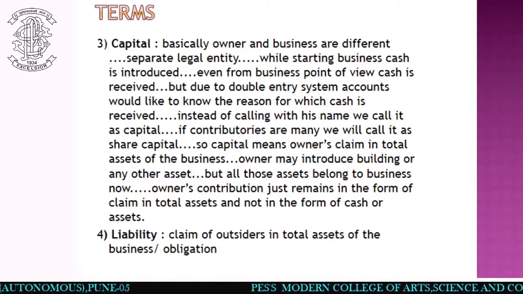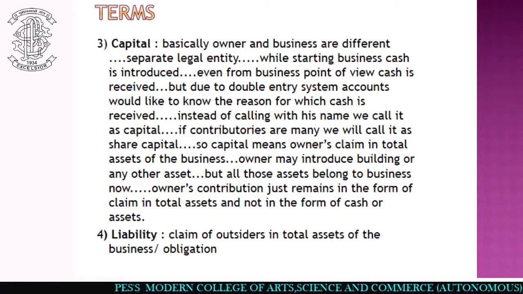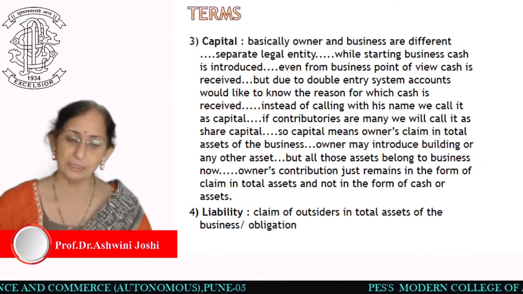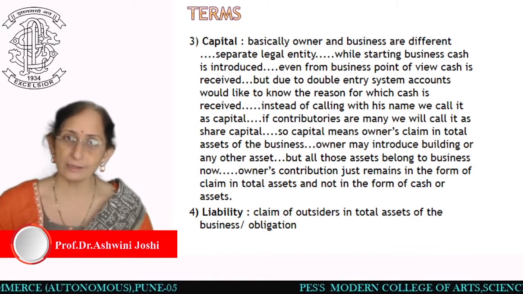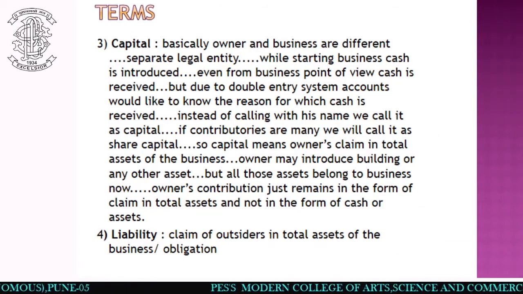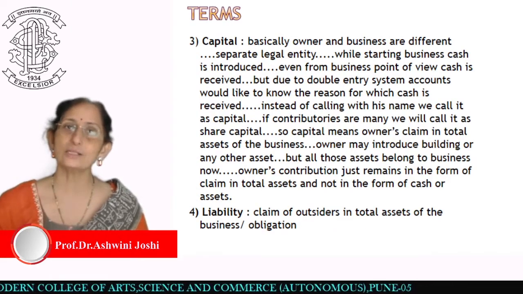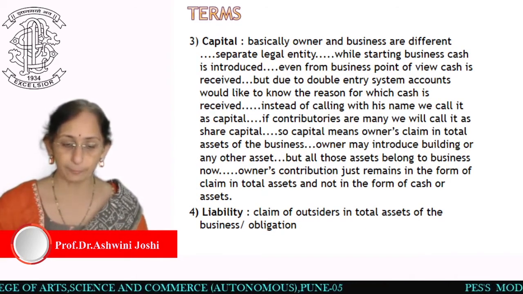So in simple terms, capital means owner's claim in total assets of the business. Owner may introduce building as I said or any other asset, but all those assets now belong to business. So owner's contribution just remains in the form of claim in total assets and not in the form of cash or assets. Parallel to this, how will you explain liability? It is the claim of outsiders in total assets of the business. So capital is the contribution of the owner and liability is the contribution of the outsiders. Next.